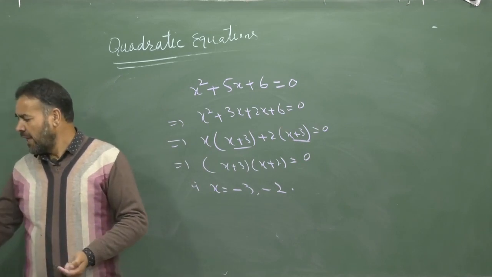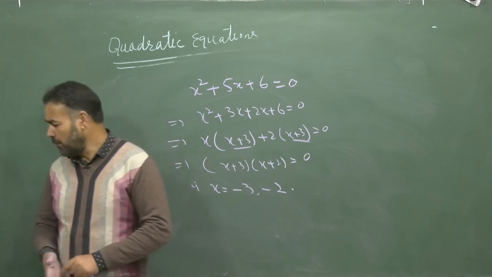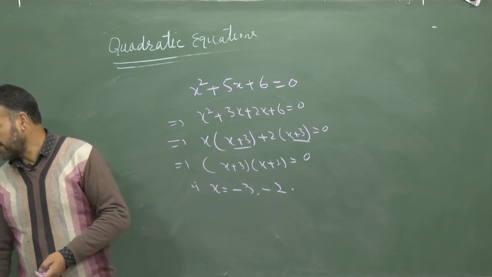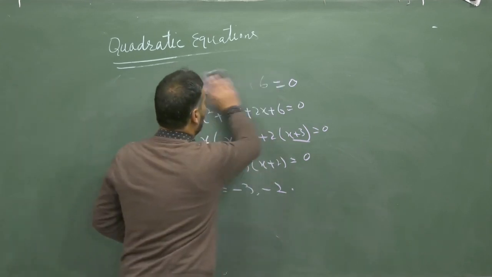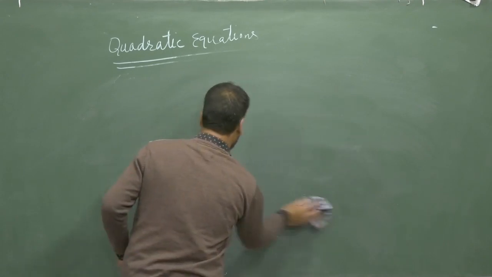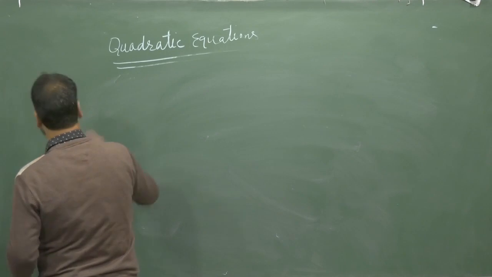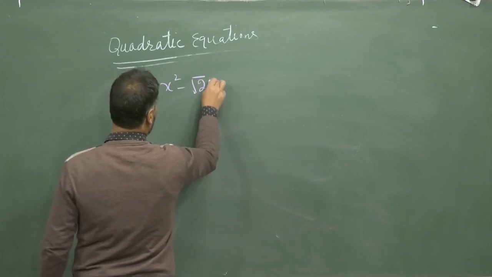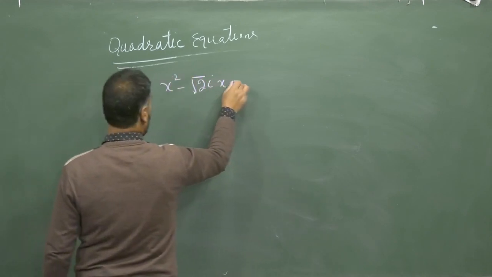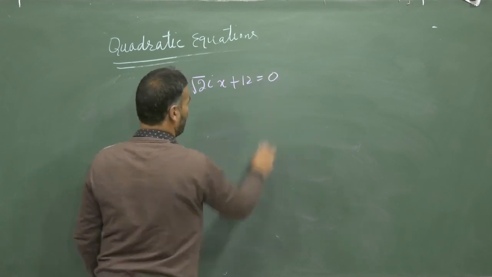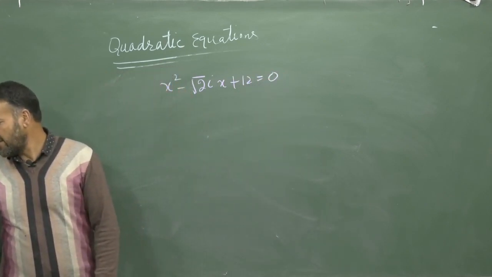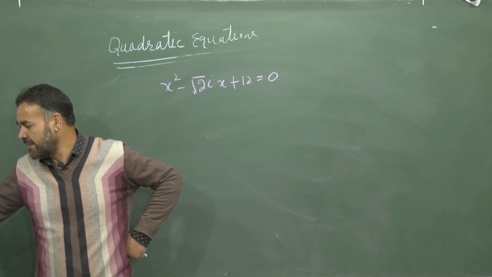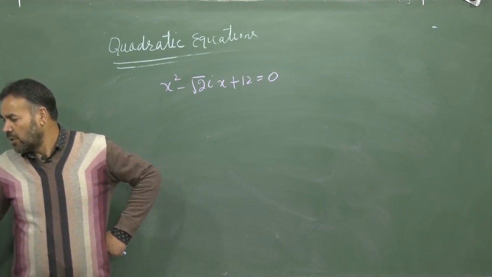Now, there are some examples for you people on how you can solve the following quadratic equation by the factorization method, having the complex part. That is x square minus square root of 2 iota into x plus 12 is equal to 0. This is the equation, and we have to find its roots. We have to solve it by the factorization method. How can you solve this?